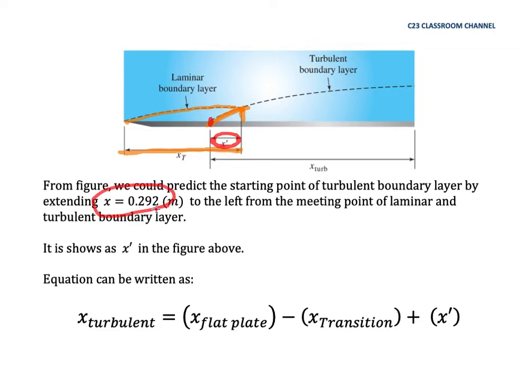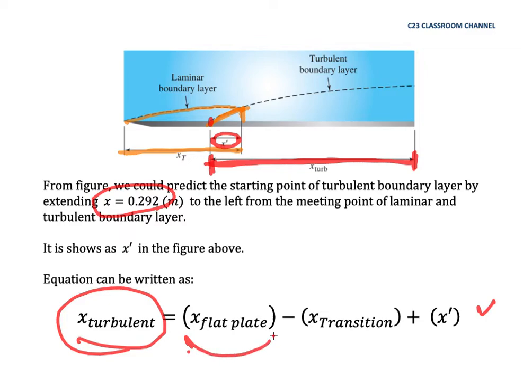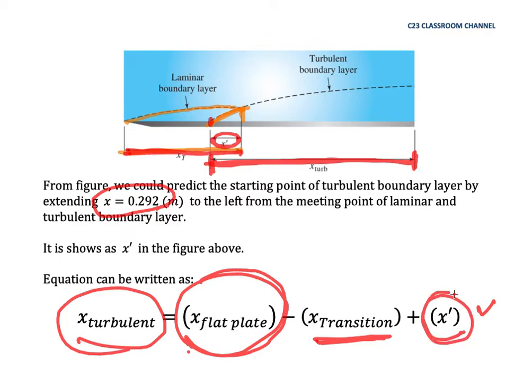So now we could calculate the total length of the turbulent boundary layer by using this equation. The length of the turbulent boundary layer can be calculated as the total length of the flat plate minus the distance of transition, meaning the distance of the laminar region, and then we add the distance of this one.